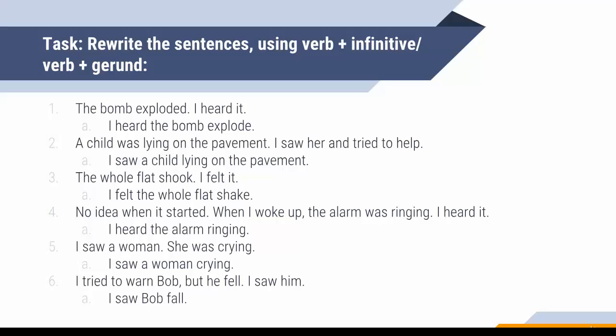Number 2. A child was lying on the pavement. I saw her and tried to help. You combine them, and the idea that you want to produce here is that you saw part of the action. I saw a child lying on the pavement. I saw a child lying. Verb plus ing. You saw part of the action.